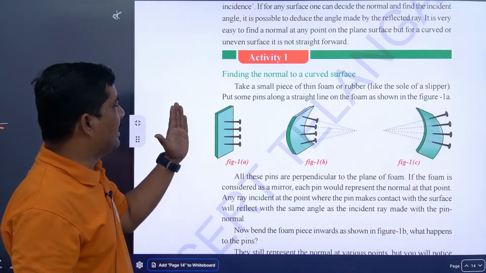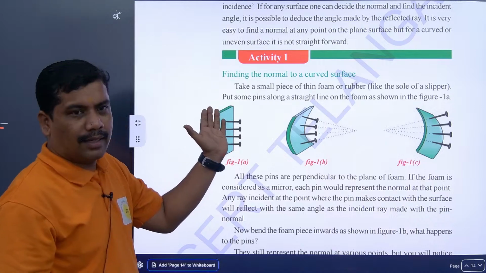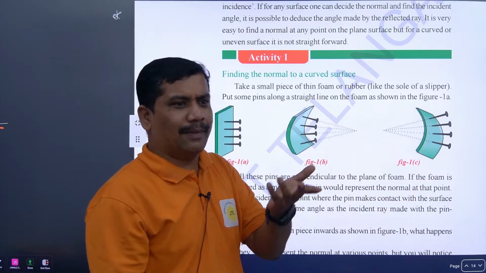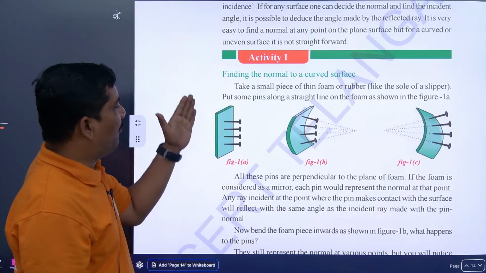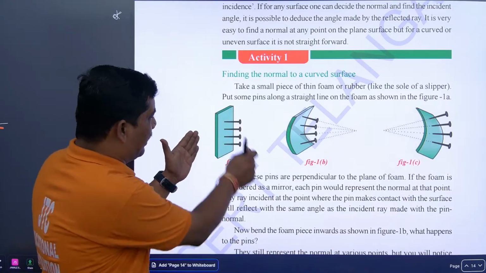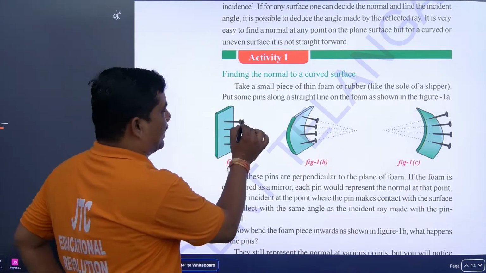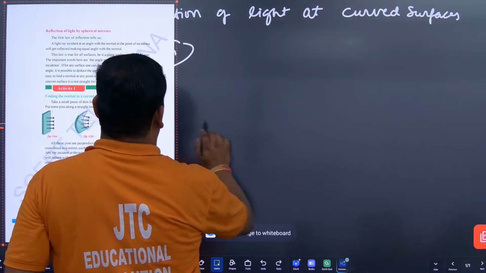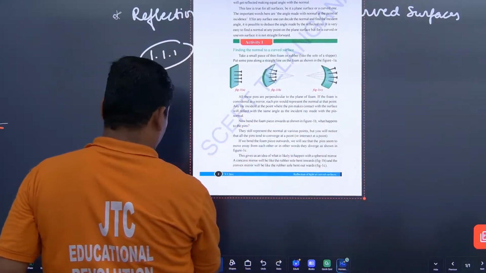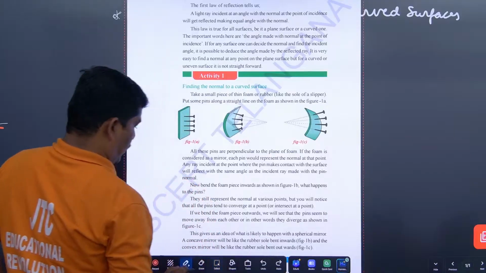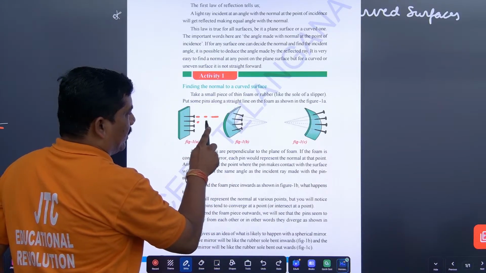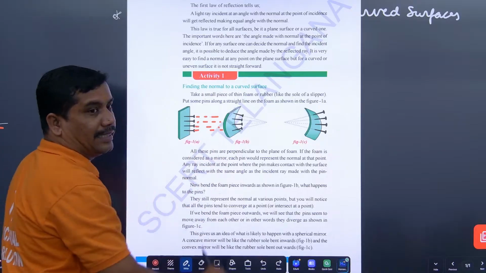Now what they did, they have taken a rubber sole, right? Basically, you know, slipper footwear, that's made up of a rubber sole. Now on a flat rubber sole, if we keep some nails, the nails will point in a straight line, see. These nails will point out in a straight line. They are not going to meet.